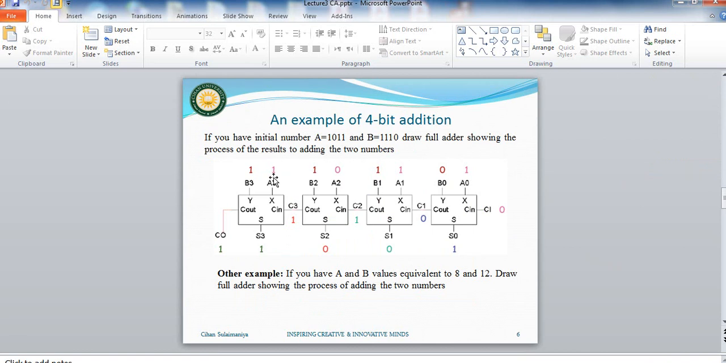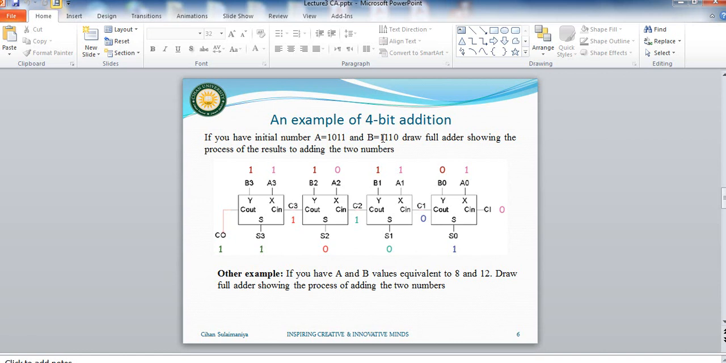Let me suppose we have two numbers, A equal to 1011 and B equal to 1101. Of course, the number will be A3, A2, A1 and A0. So this will be the least significant bit, and this will be the most significant bit. A3 will be the most significant bit. Same for B. Let me take an example for B as 1110.